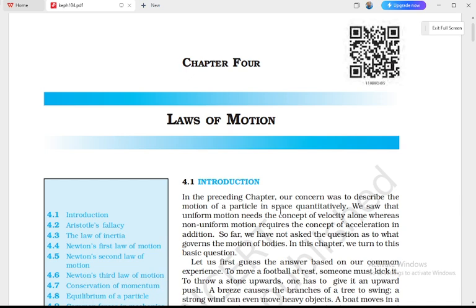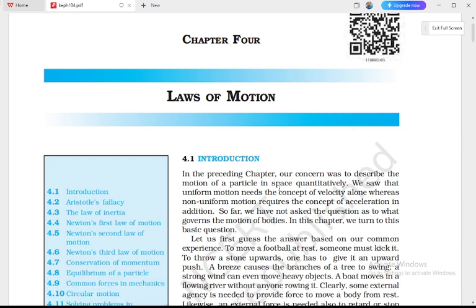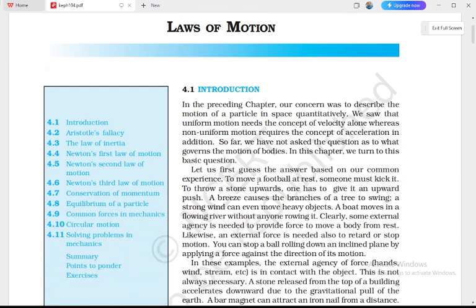Chapter 4, Laws of Motion, of class 11 CBSE board. Today we will learn all these things. The first one is introduction, Aristotle's fallacy, the law of inertia, Newton's laws of motion, Newton's second law of motion, Newton's third law of motion, conservation of momentum, equilibrium of a particle, common forces in mechanics, circular motion, solving problems in mechanics, summary, points to ponder and exercises.